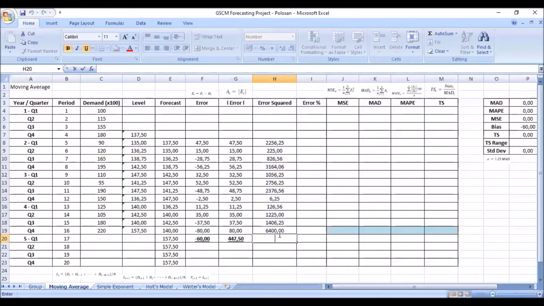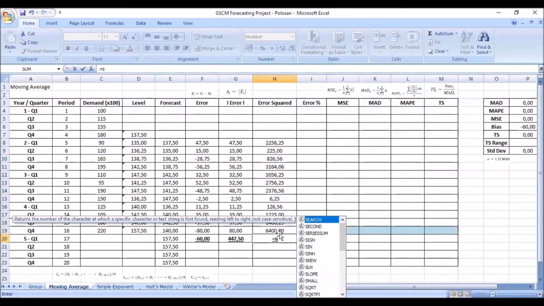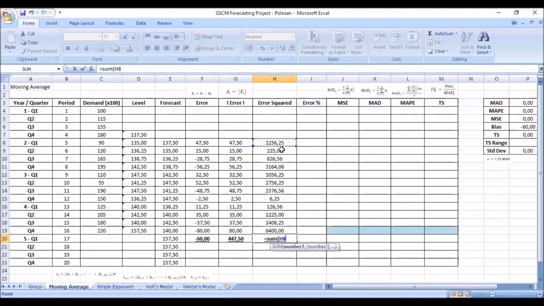And in the end, after we have found every square error, we just need to sum it up again, because the total of square error can be used to find the MSE, which will be explained later on.